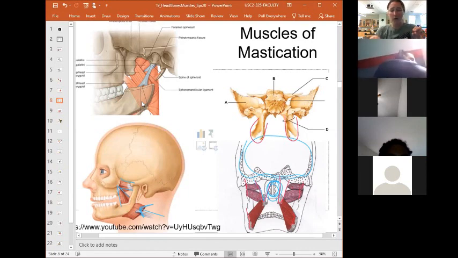And so we can not only open our jaw, close our jaw, but we can also move it side to side. That is happening because of the pterygoid muscles. And I do want to show you a little bit of these muscles working.